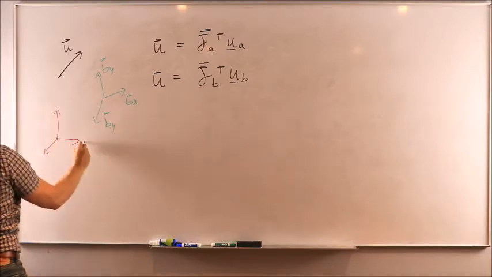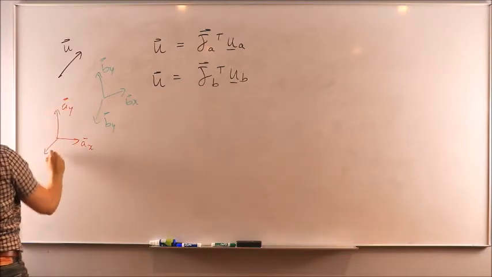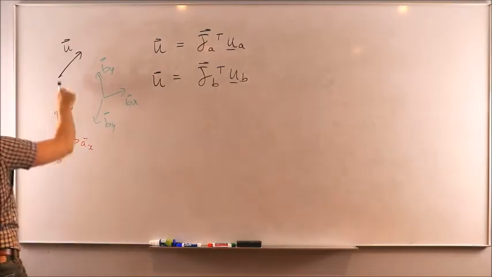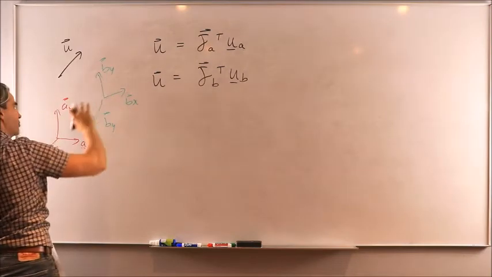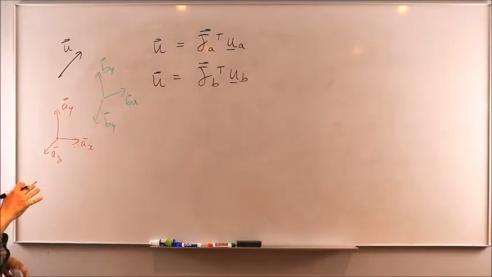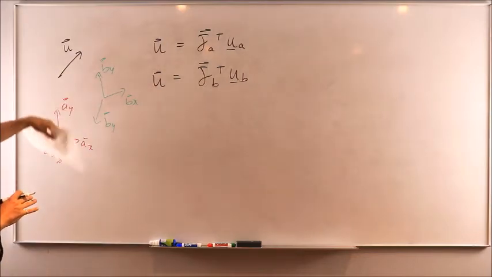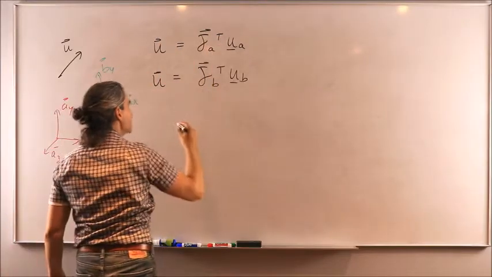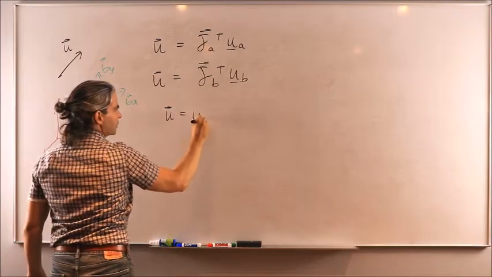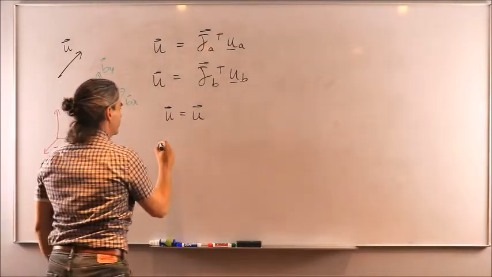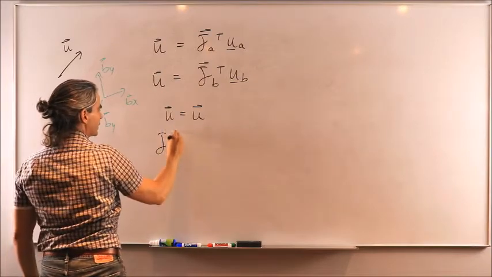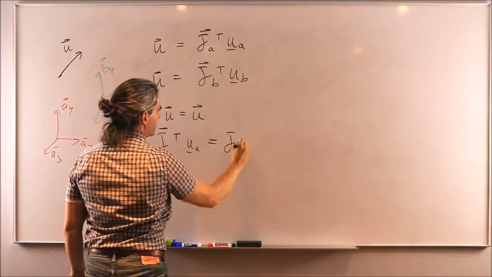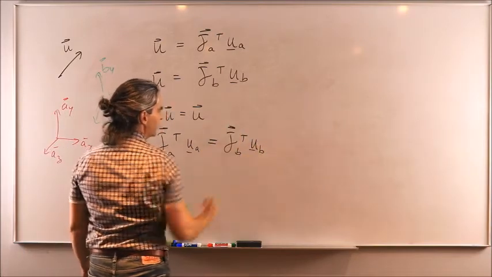You can have reference frame A, y, is it like that, right? What is different is the x, y, z components of the same vector based on which reference system you're using to measure them. But the vector is the same regardless. So here we have expressed u in reference frame A and u in reference frame B, but ultimately u has to be equal to u. Or you could say that then, based on those two facts, vector A transpose times UA has to be equal to vector B transpose times UB.